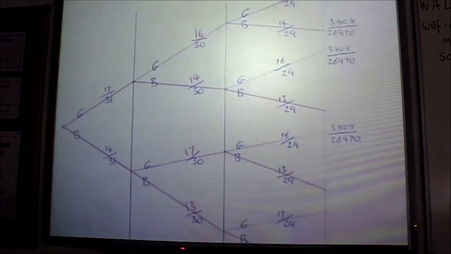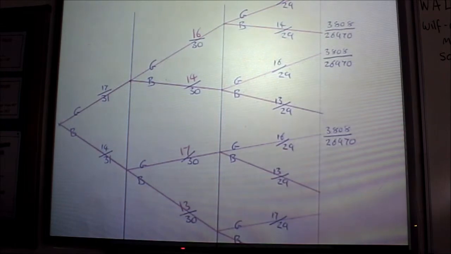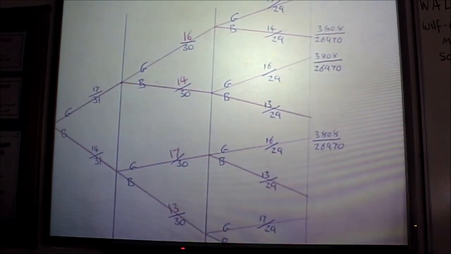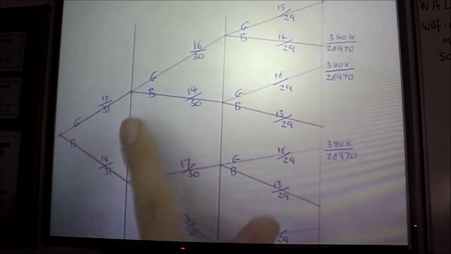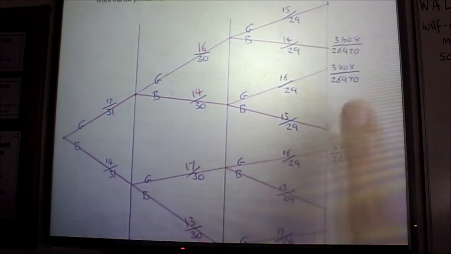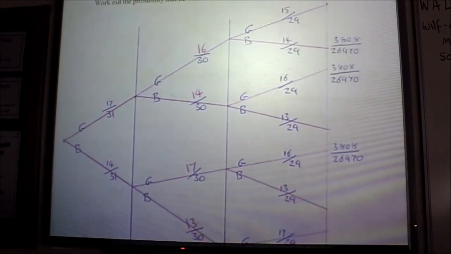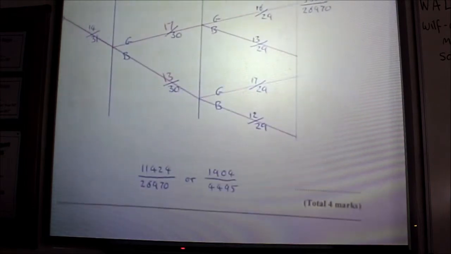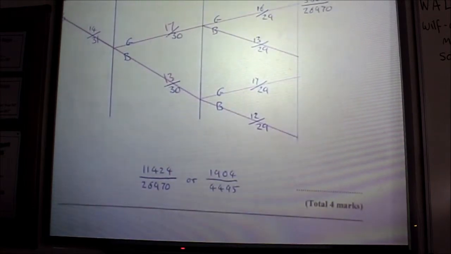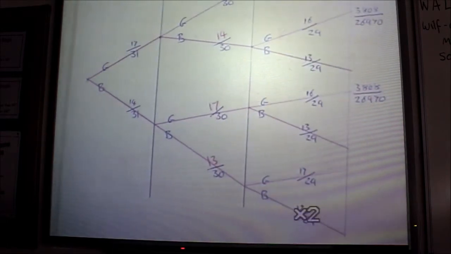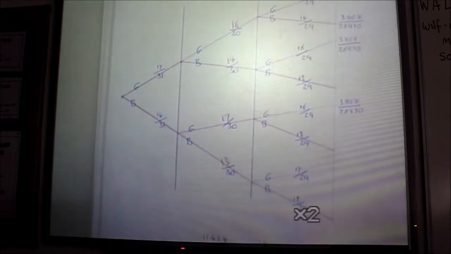You've got to find at the end where you can get exactly 2 girls and 1 boy, and here are the ones I found: 2 girls and a boy, girl, boy, girl, or boy, girl, girl. So you need to add up those 3 fractions, which I've done, and the answer I get is one of those 2. I'm not sure if you can simplify those. It doesn't ask for it to be simplified, so you don't have to. I'll just zoom out a little bit so you can freeze that if you want to see exactly what I've done.